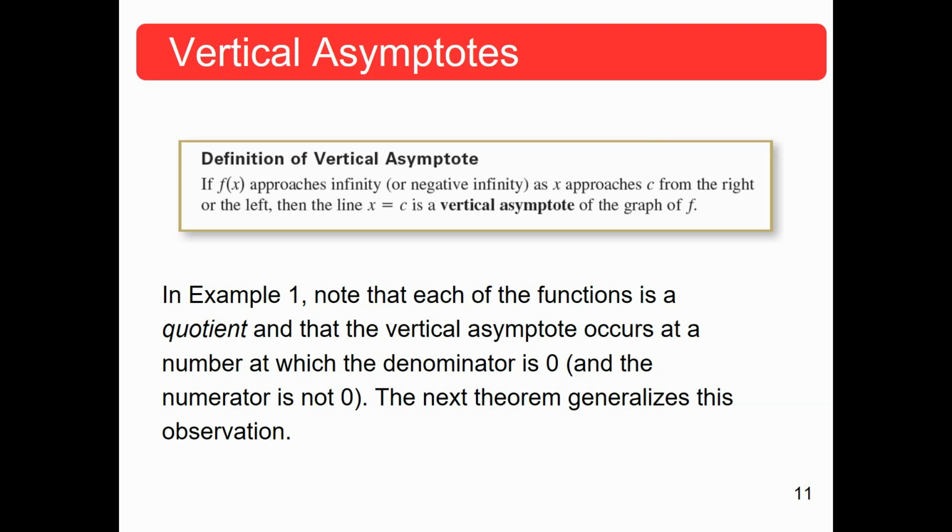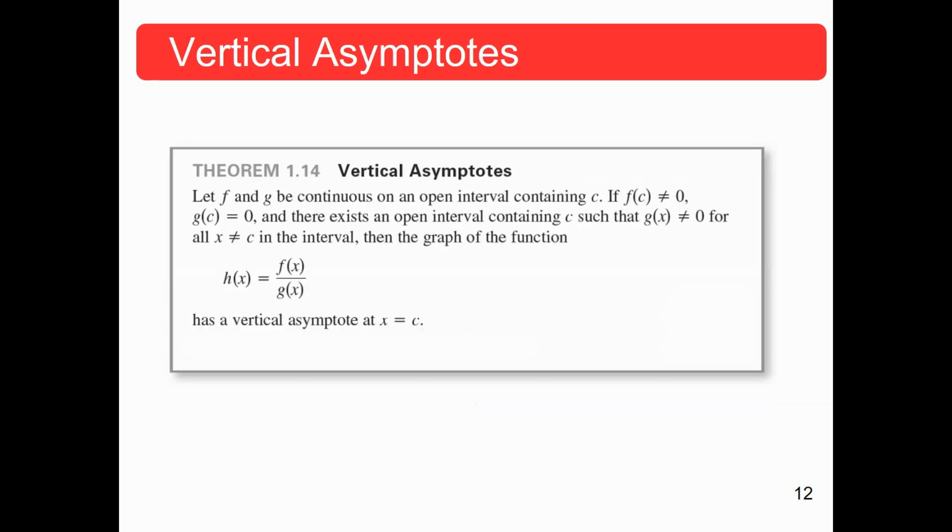This next theorem that we're going to look at is going to basically generalize this observation. So we're going to say if f and g are continuous on an open interval containing c, as long as f of c is not equal to 0, g of c is equal to 0, and there exists some open interval containing c such that g is not equal to 0 for all the x's in that interval that are not c, then the graph of that function has a vertical asymptote at x equals c.